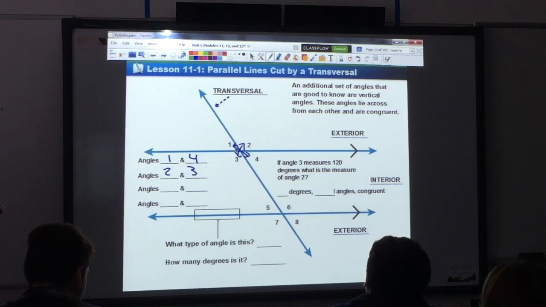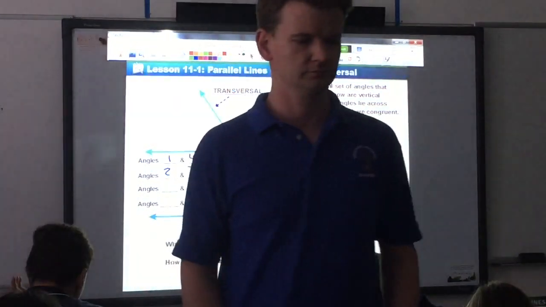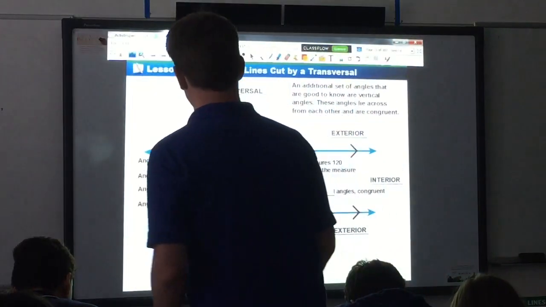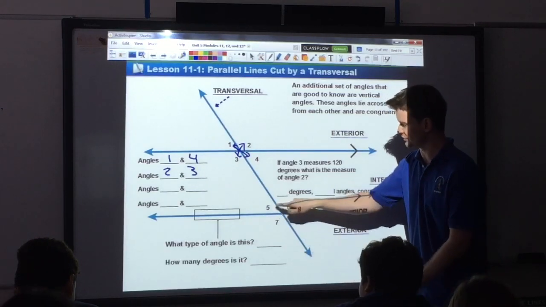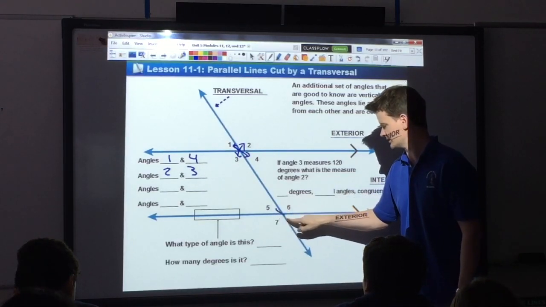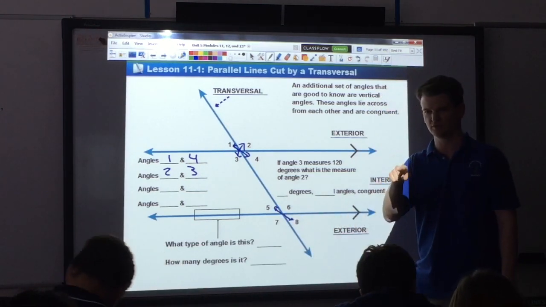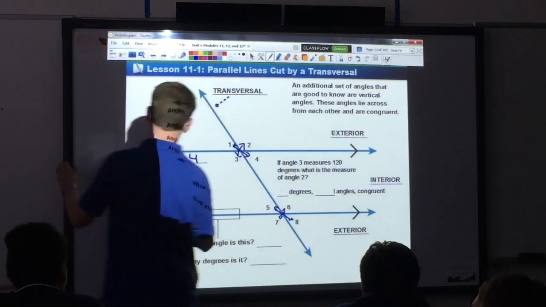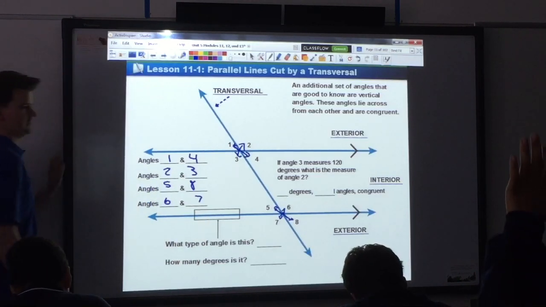All right, we have 2 more sets of vertical angles. Let's go to Fiona. What are the other set of vertical angles? 5 and 8. Good. They lie directly across the intersection from each other. Notice they're not next to each other. So 5 and 8, and what's the last ones? 6 and 7. 5 and 8, 6 and 7.